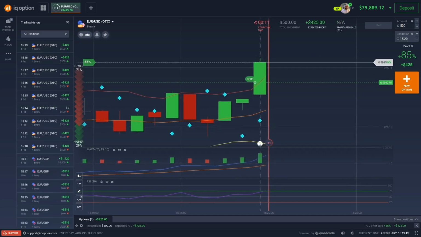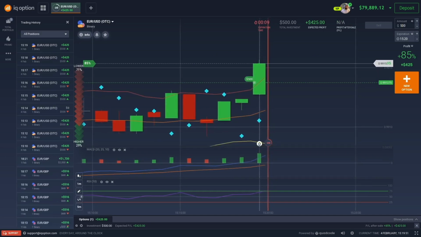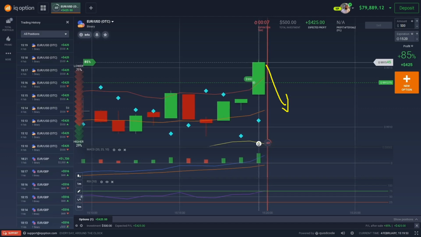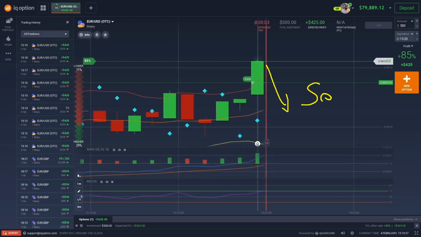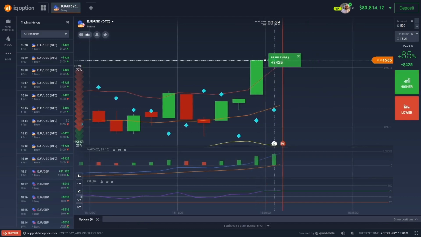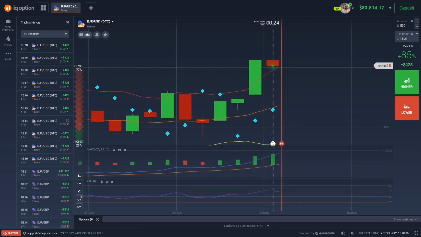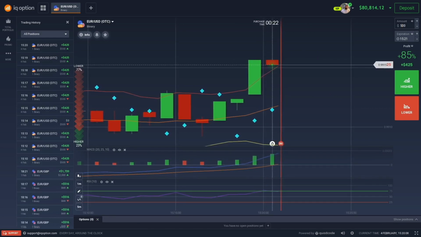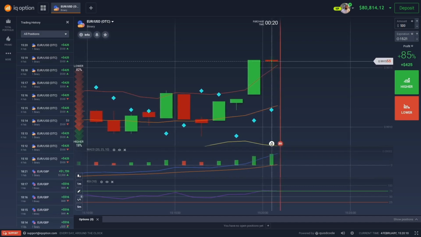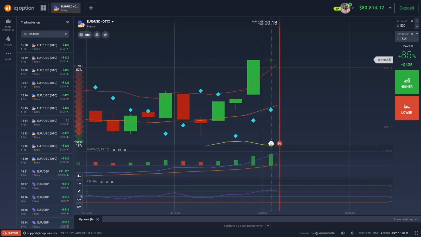I already know what I'm doing next. The market will go down back. Why? Because the sellers will create an offer zone. So next we are expecting a downtrend. Okay, let's open.